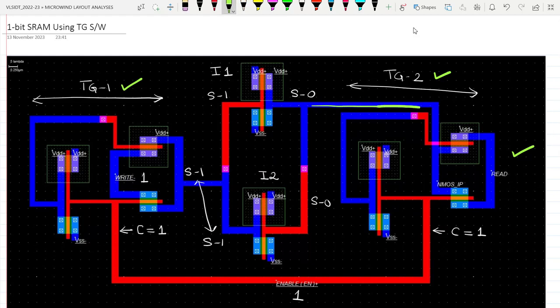Over this line, strong 0 is transmitted on this line here and strong 0 applied at the input node of transmission gate, it transmits it as strong 0. So again, for write equal to 1, we get read equal to strong 0, which is again acceptable. Let us analyze for enable equal to 0.